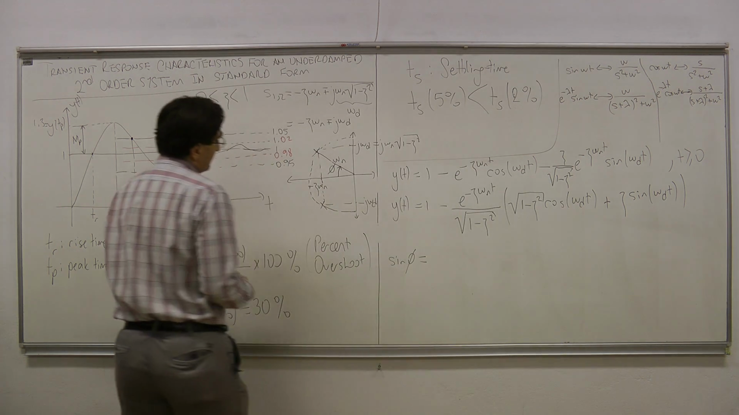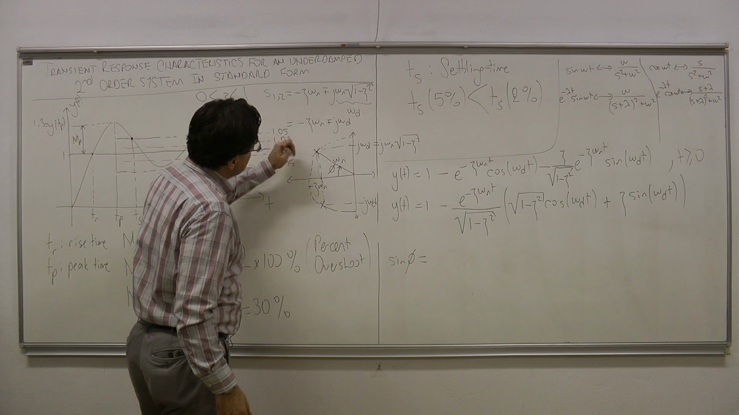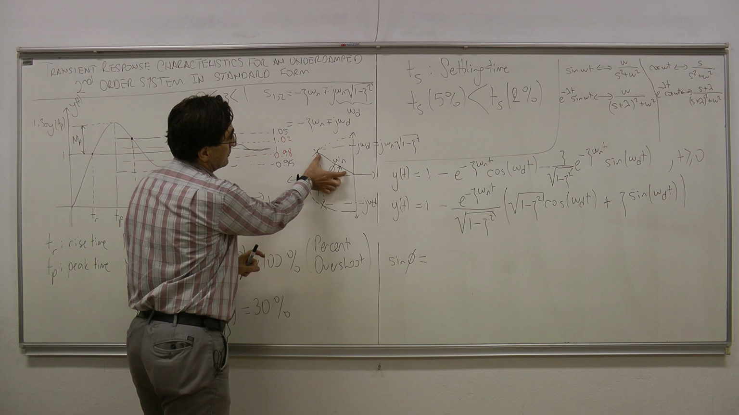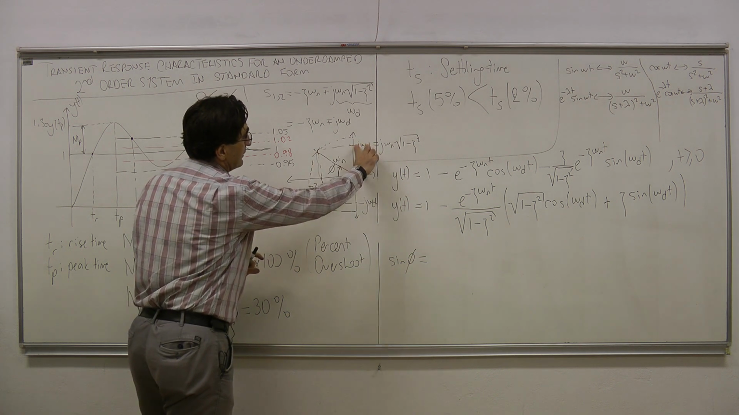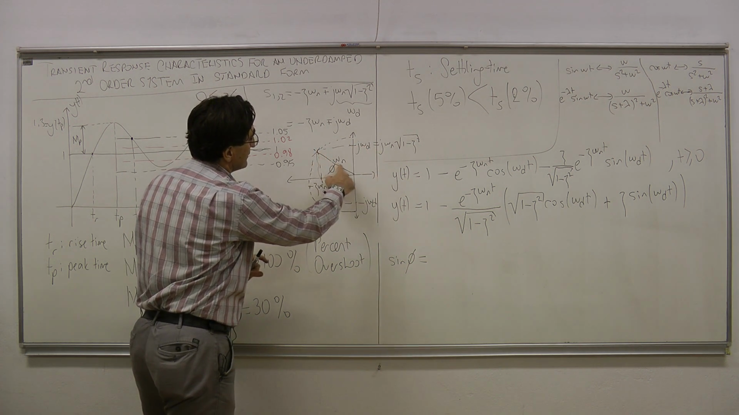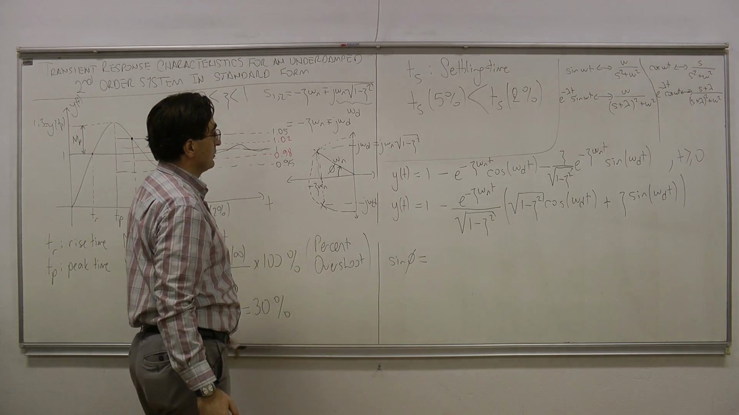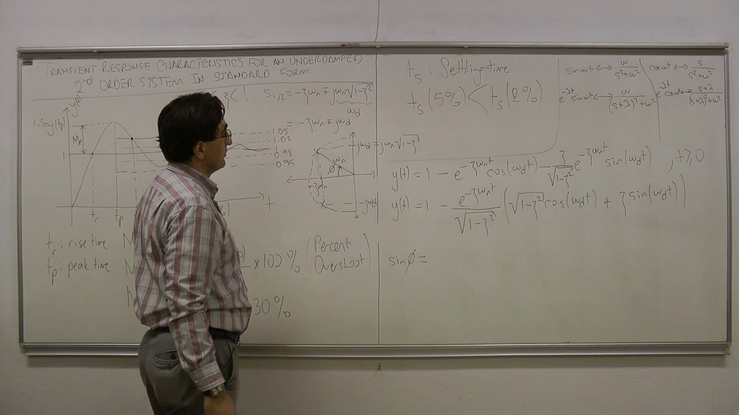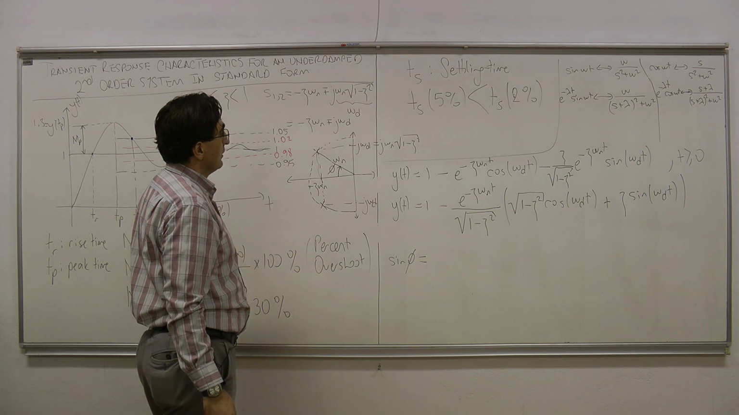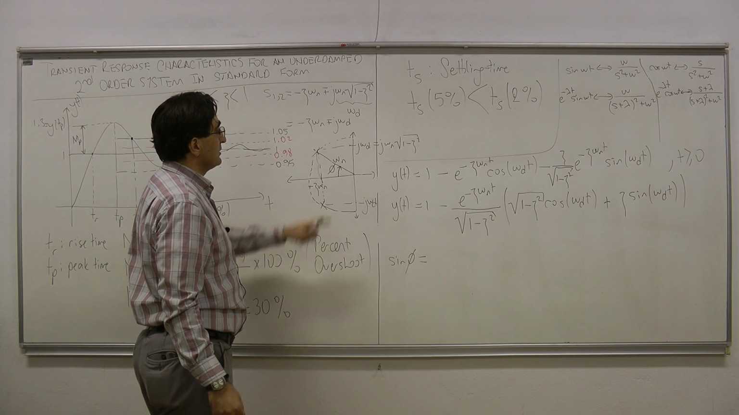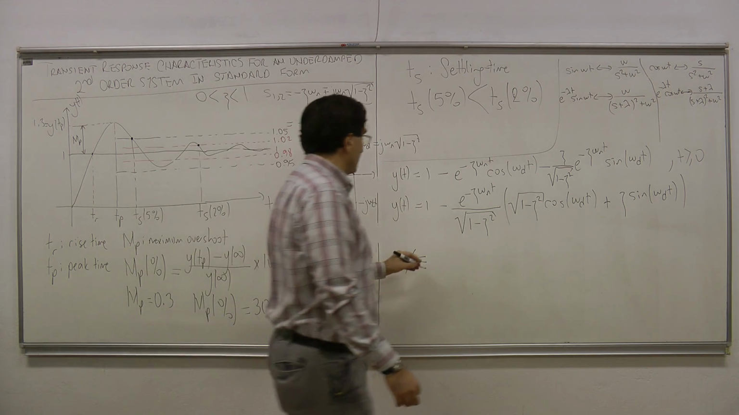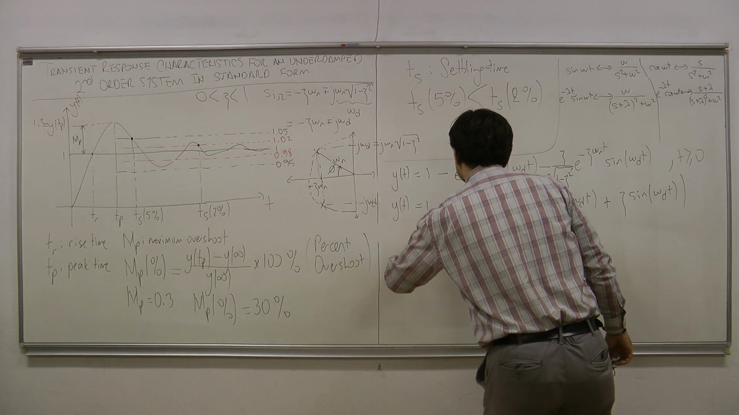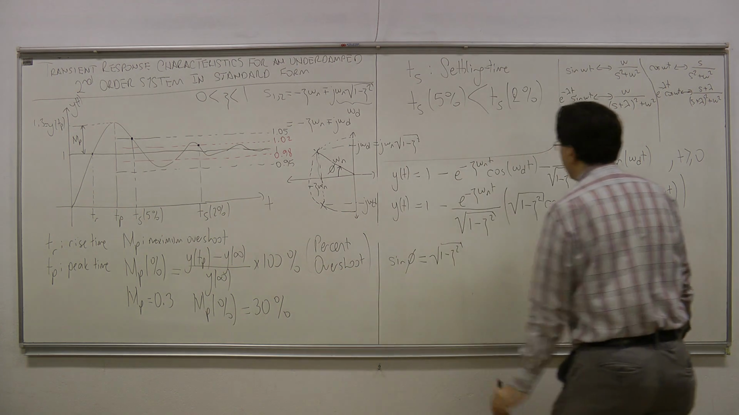Sine phi is this length divided by the length of the hypotenuse. So this length is omega d, divided by omega n. That is going to give me sine of phi. And omega d divided by omega n is just square root of 1 minus psi square.